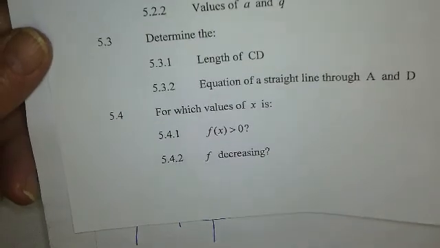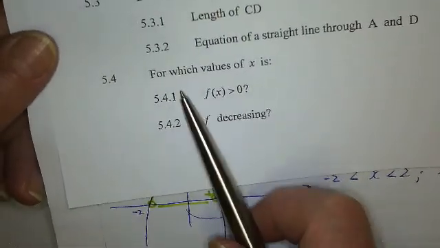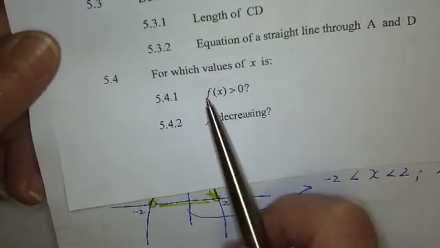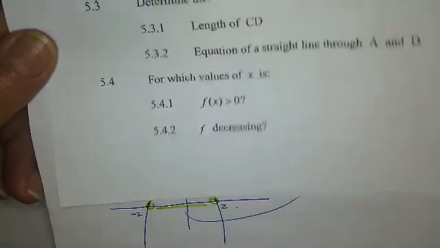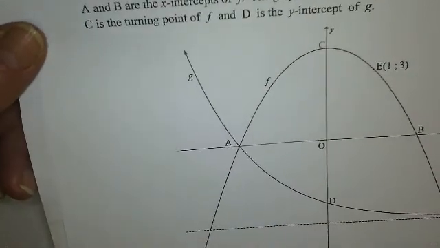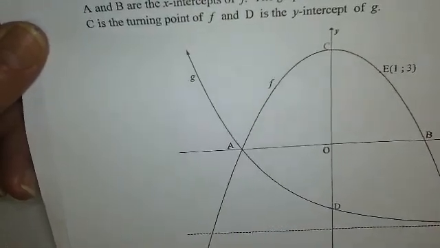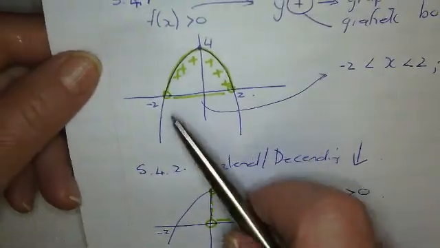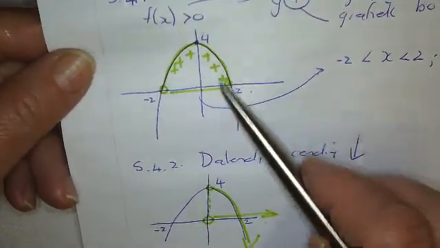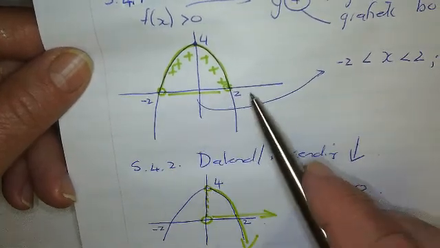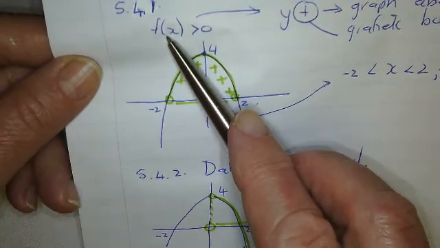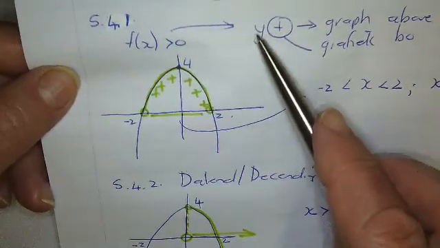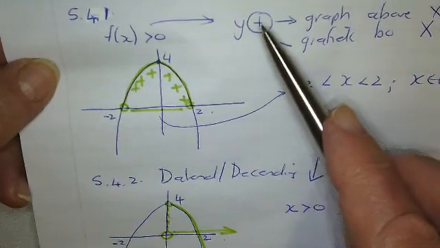If I go to the more interesting questions now, they say for which values of x is f of x greater than 0. Now you see it's f there. Now my f equation, it's the parabola. So if you look at that one, then I just redraw this one. So that's the parabola. That's my x-intercept, and that's my turning point, my y-intercept. Now they say f of x. Now f of x represents y. Greater than 0, stated positive.